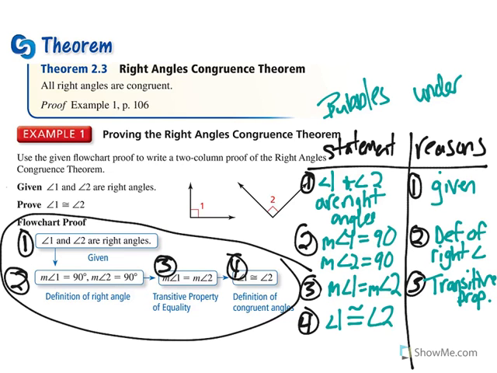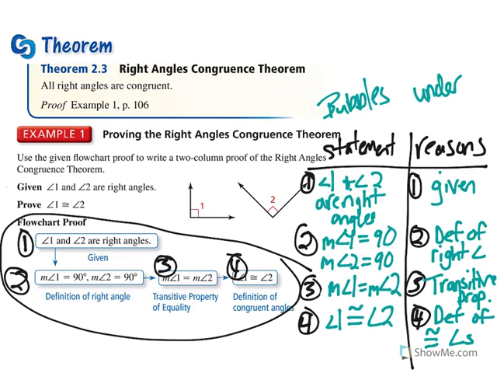If angles have equal measure, then those angles are congruent, because they already have the same shape. Angles are always shaped the same way, they just can have different measures. So if their measures are equal, then they are also congruent. You can see I wrote here our reason: definition of congruent angles.